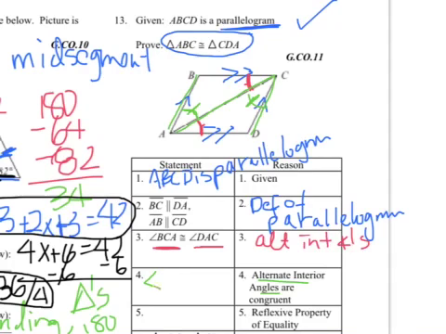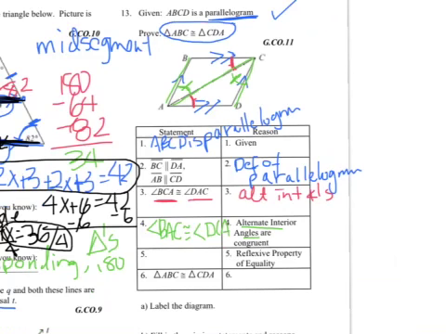So I'm just going to fill in the names of those. That's angle BAC. That would be equal to angle DCA. Line 5 says the reflexive property, which hopefully you recognize that they share that side. So that's when AC is equal to AC. And you can reverse the letters A and C if you want to.